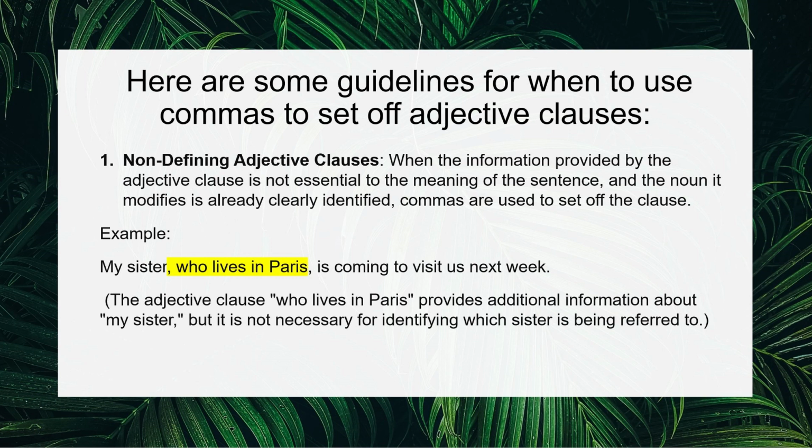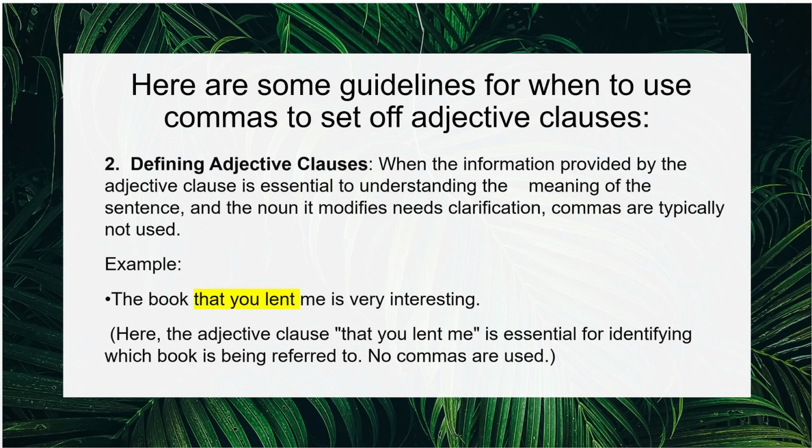The adjective clause who lives in Paris provides additional information about my sister, but it is not necessary for identifying which sister is being referred to. Number two, defining adjective clause or essential adjective clause. When the information provided by the adjective clause is essential to understand the meaning of the sentence and the noun it modifies needs clarification, commas are typically not used. Example: the book that you lent me is very interesting. Here, the adjective clause that you lent me is essential for identifying which book is being referred to.